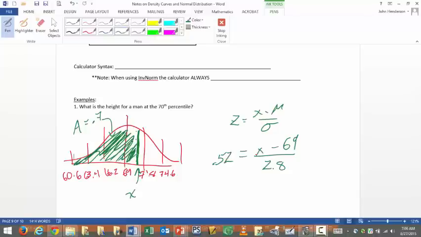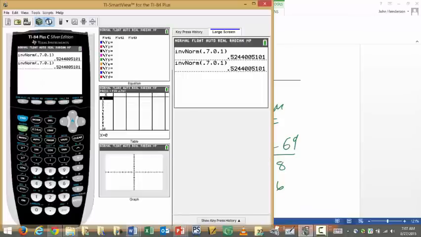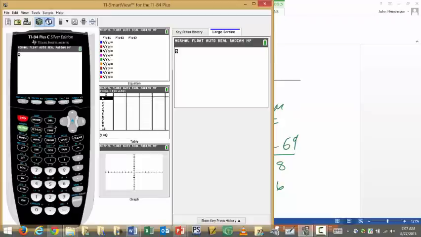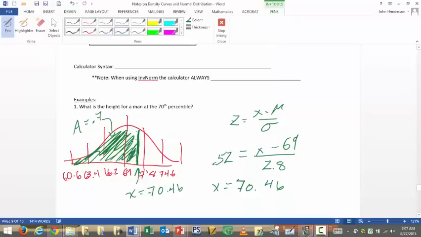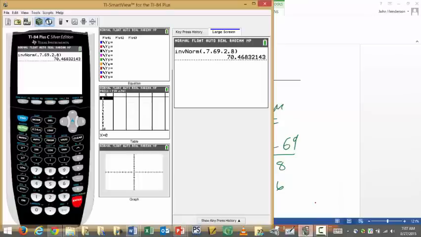0.52 times 2.8, so x equals 70.46. And sure enough, something slightly below 71, which makes sense. Between 69 and 71.8 inches, 70.46 follows. The nice thing about the calculator, however, is that if we go back in here, you can put in the mean and the standard deviation from our problem, and it'll kick back the exact cutoff value, the exact critical value we're looking for in the context of this problem, 70.468. So I rounded slightly differently than it would have, but we see we're getting the same answer.